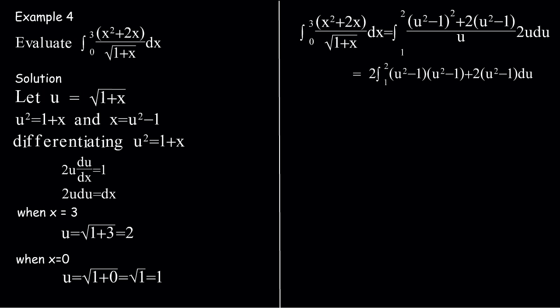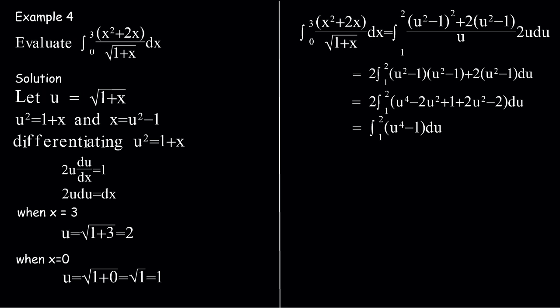Opening our bracket, it becomes 2 the integral of u⁴ − 2u² + 1 plus 2u² − 2 du, our upper and lower limit being 2 and 1. Simplifying further, we are left with the integral of u⁴ − 1 du, upper limit still being 2 and lower limit 1.